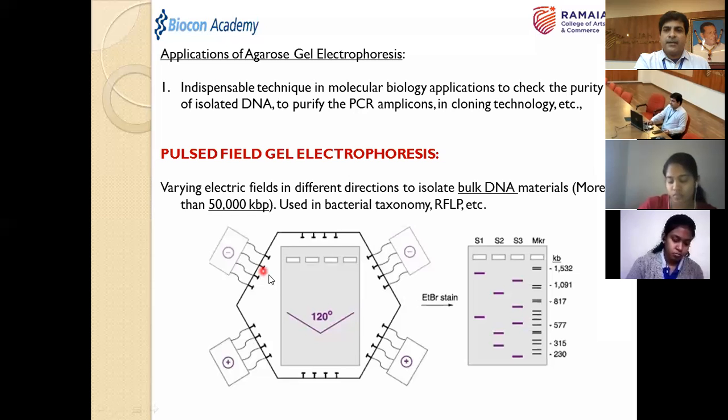For some time, in one direction, DNA gets separated, and then, following that, in the other direction the electrodes are turned on. Then again it turns off, and in another direction, electrodes get turned on. This way, alternating directions of the electric field are responsible for separating the bulk DNA. This is the basis of pulsed field gel electrophoresis used in taxonomical studies.